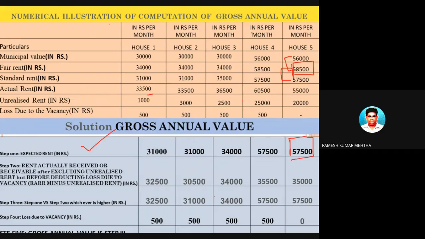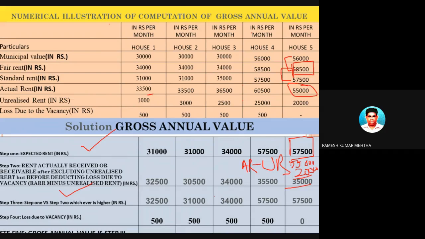Number 2, you have to find out actual rent received or receivable, which is given by the formula actual rent at which it has been let out minus unrealized rent. So this particular house property has been let out at 55,000 rupees per annum. So actual rent is 55,000, and the unrealized rent is 20,000 for the financial year. So 55,000 minus 20,000 is 35,000. That is step number 2, actual rent received or receivable. So step 2 is also over.